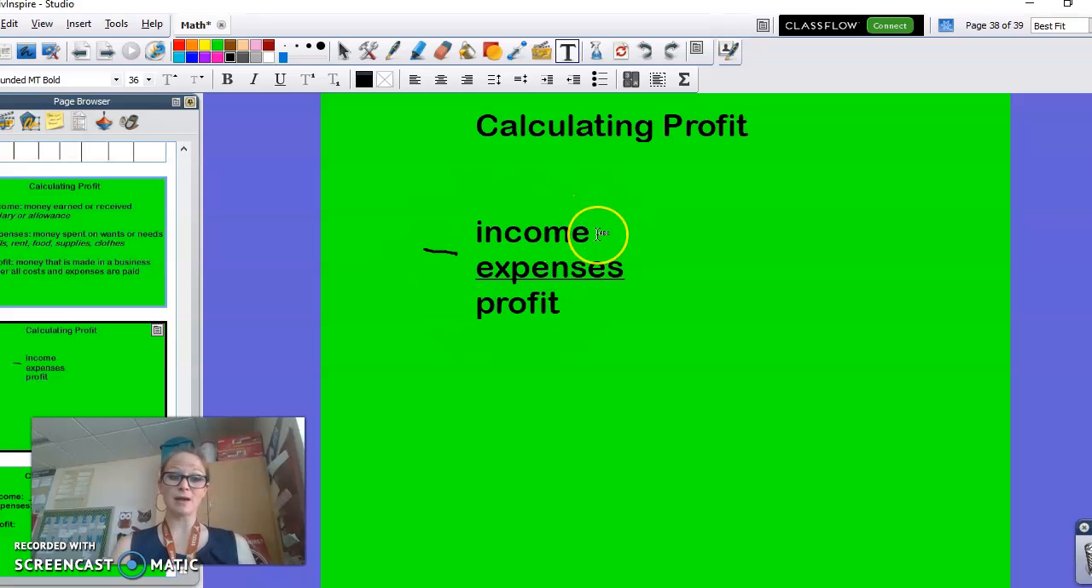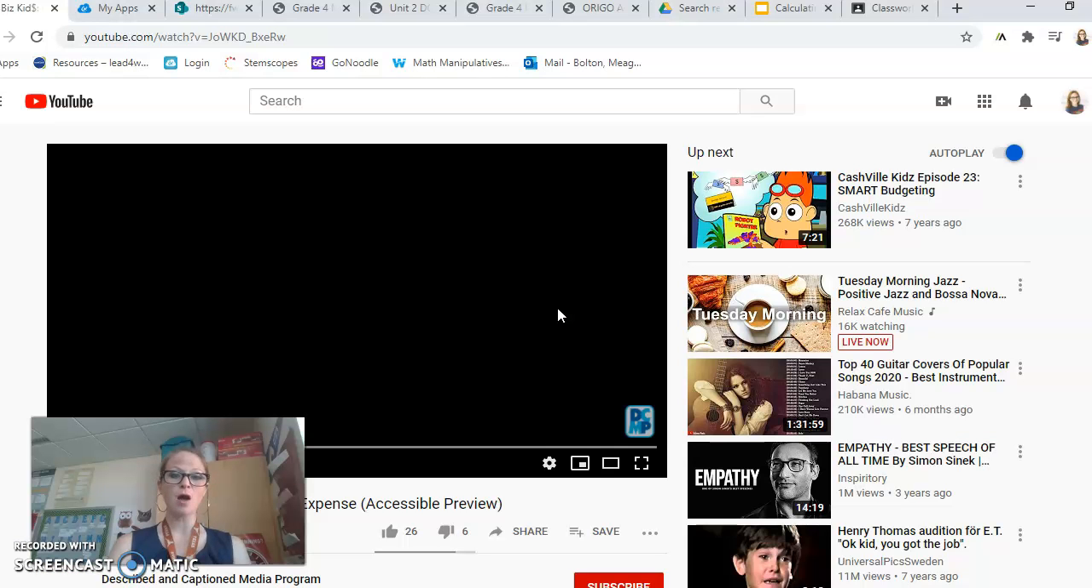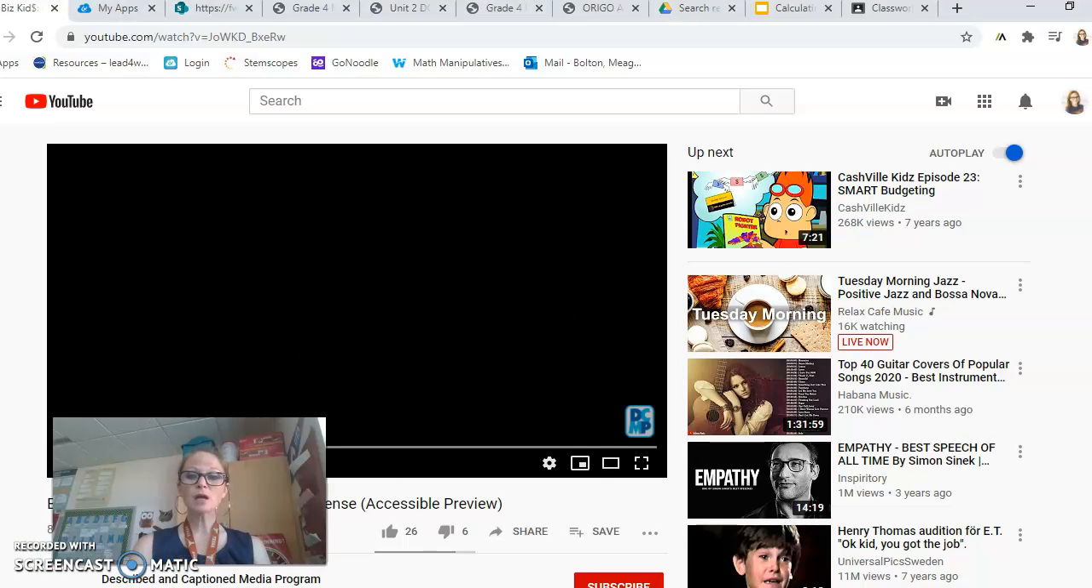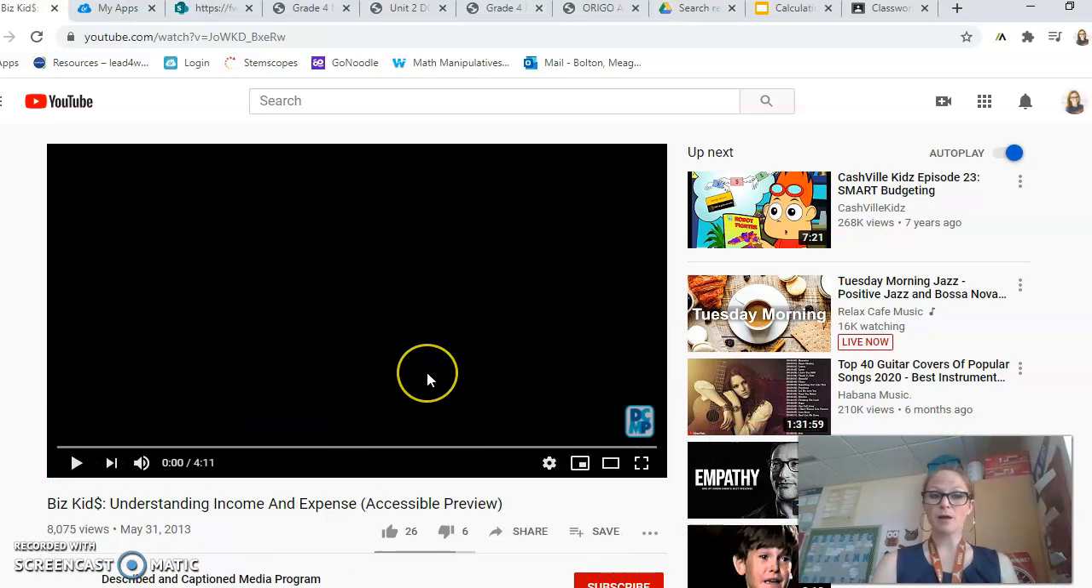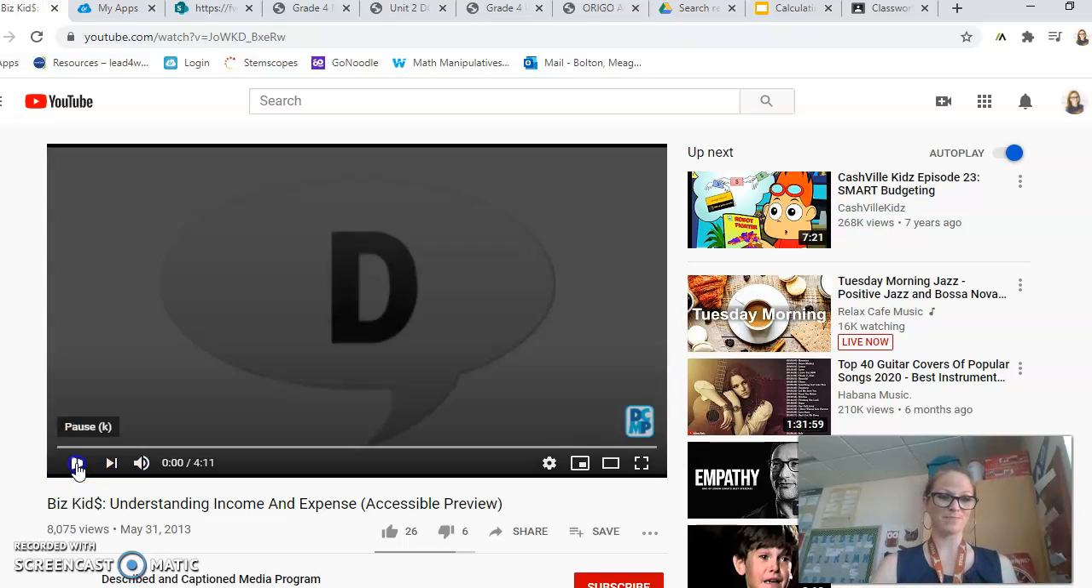All right, now when we calculate profit, we have a cool equation. You start with your income. Your income should be greater than your expenses. So you have your income minus your expenses. You take away what you've spent, and what you have left is your profit. All right? Before we go into actually solving what that looks like, I want to share with you a short video about these three terms about income, expenses, and profit, okay?